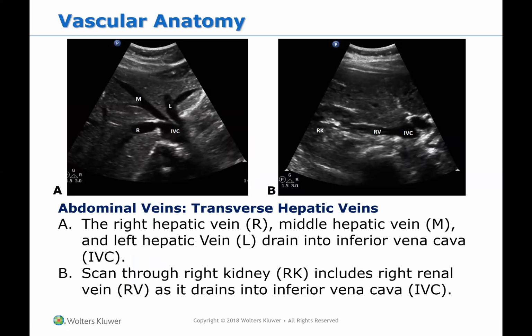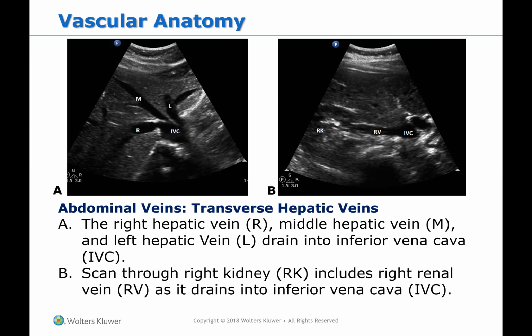For some reason, I don't know exactly why, but I love what the veins look like in the liver. So this image on A is a transverse section, and you have the patient breathe in. That's what I usually do. When they breathe in, it's right up by the diaphragm, and I angle up and I can see those three beautiful veins coming into the IVC. Those are the hepatic veins. And it just looks so pretty to me.